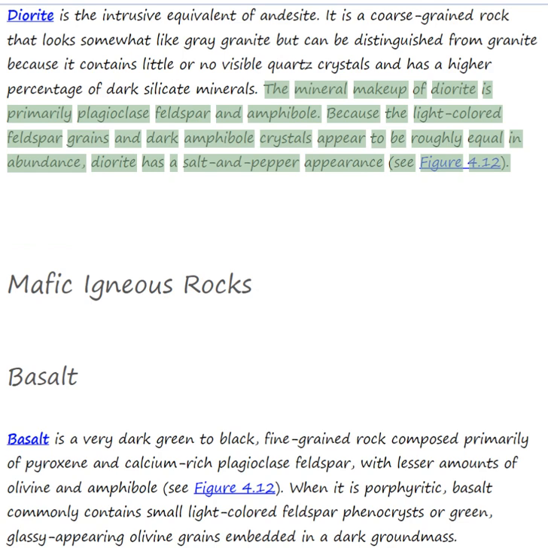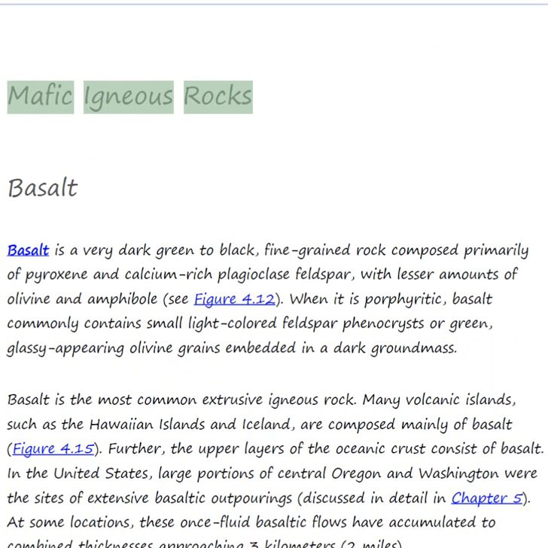The mineral makeup of diorite is primarily plagioclase feldspar and amphibole. Because the light-colored feldspar grains and dark amphibole crystals appear to be roughly equal in abundance, diorite has a salt and pepper appearance. Mafic igneous rocks.